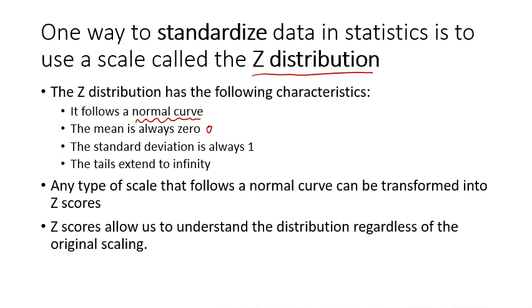And we can also say that any type of scale that follows a normal curve can be transformed into z-scores. And z-scores allow us to understand the distribution regardless of the original scaling.